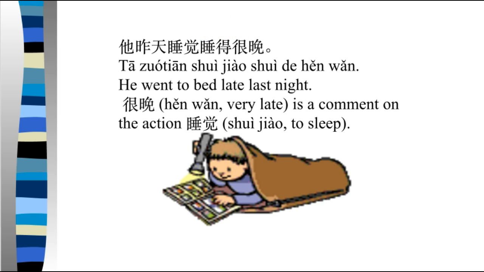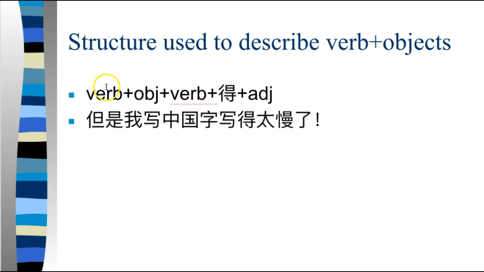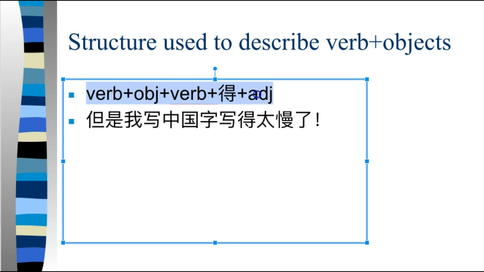All right. That is generally how the verb plus object plus verb plus 的 plus adjective structure works. As long as you just remember that pattern and use it, you'll be okay. All right, and that's our lesson for today.